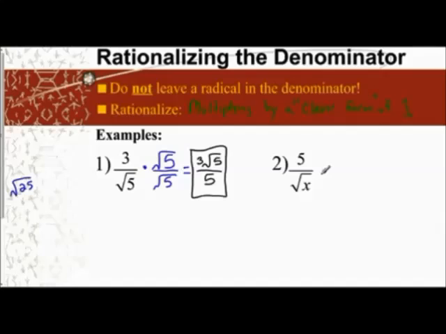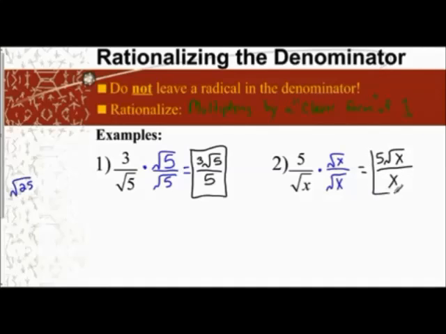I would see right away I have a radical in the denominator, so I'm going to rationalize it. So I'm going to multiply the bottom by the same radical. And so I have to multiply the top by the same in order to trick the expression to think I'm actually multiplying by the number 1. And so I have 5 times the square root of x over x.